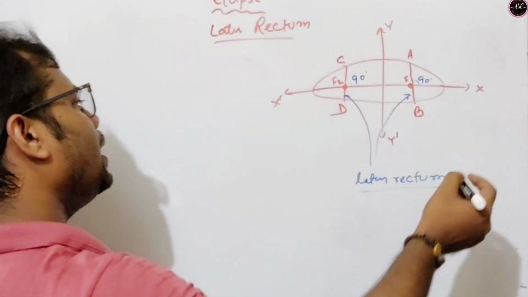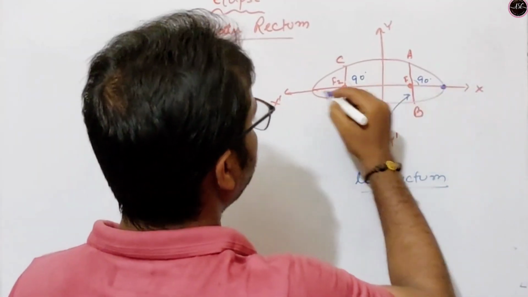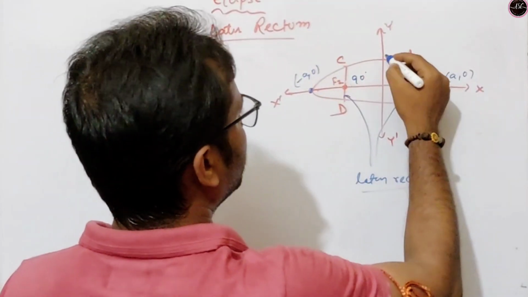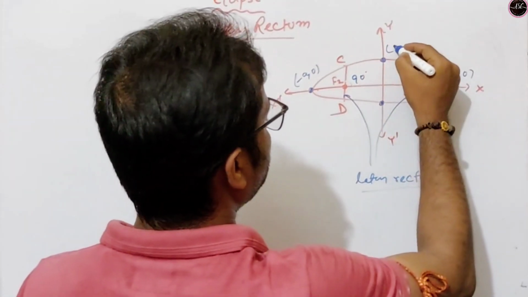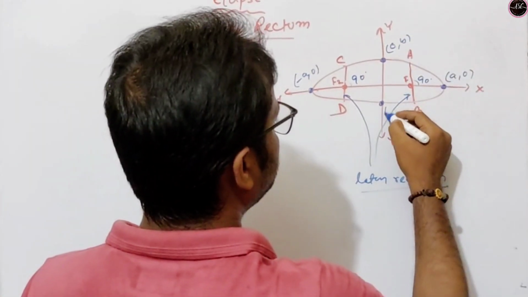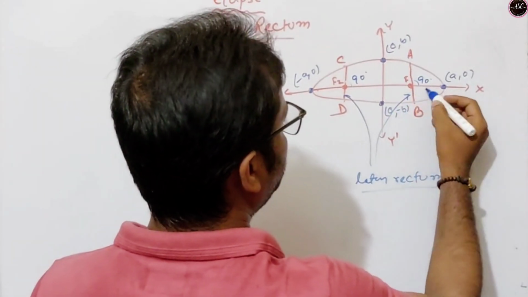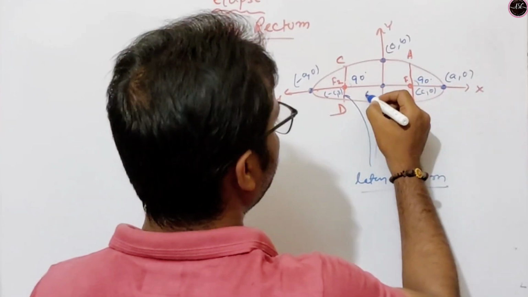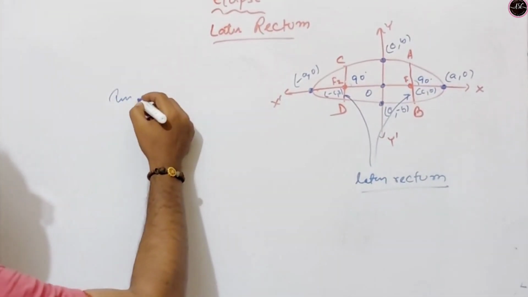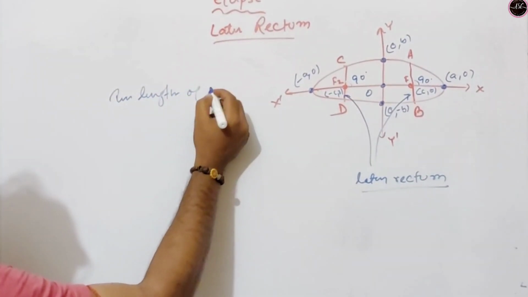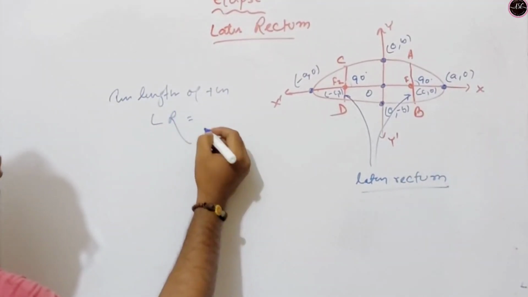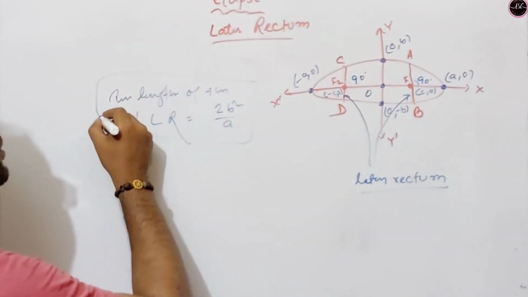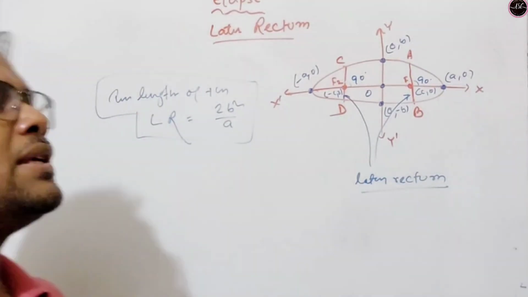Okay, and here we know this is the vertex, here (a, 0), this is (-a, 0), and this is the minor axis. So this is (0, b) and (0, -b), and here the focus is (c, 0) and this is (-c, 0), and the center is at the origin. So the length of the latus rectum is equal to 2b square by a. Okay, these formulas should be remembered. By this we will solve various problems.